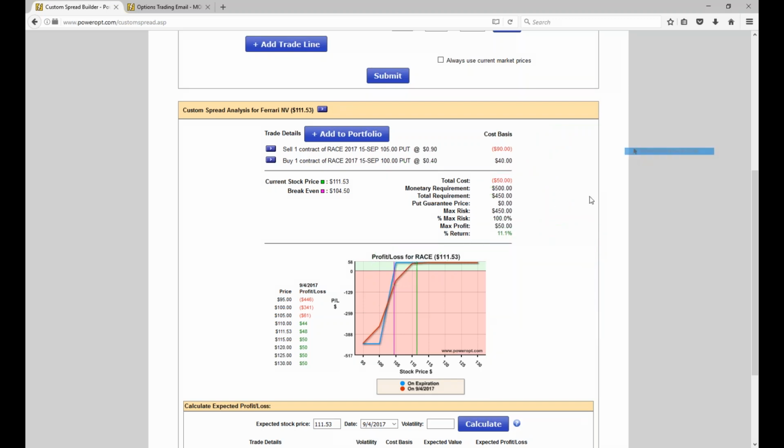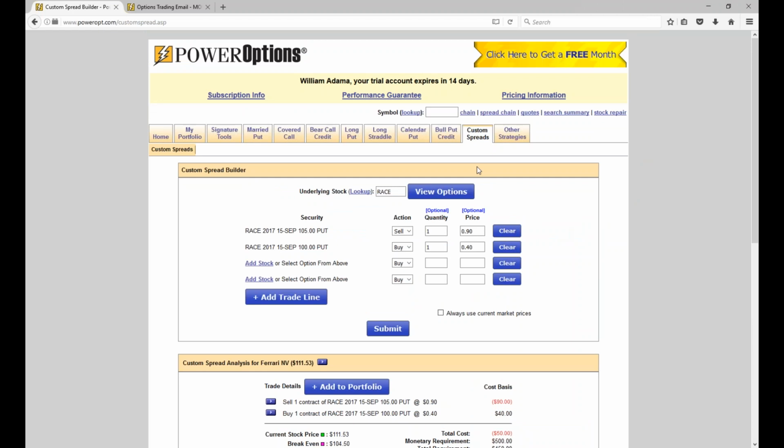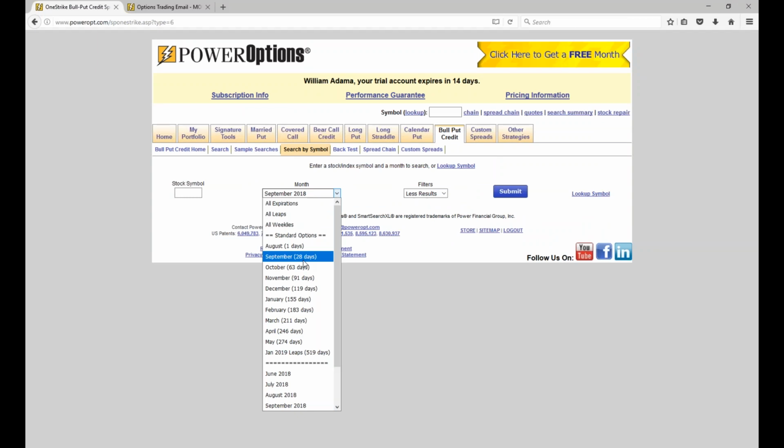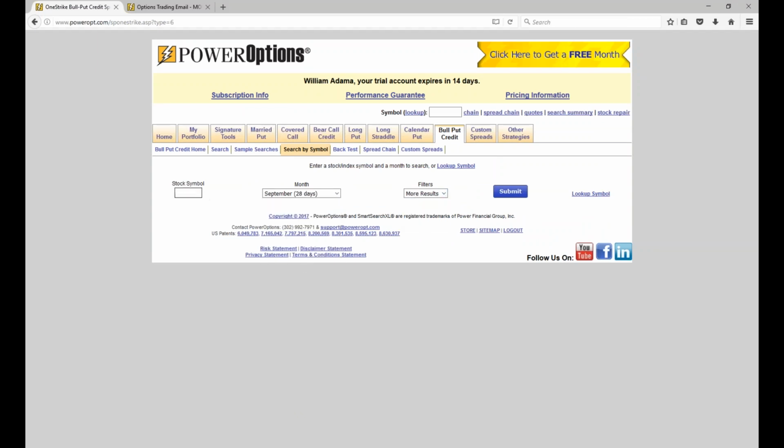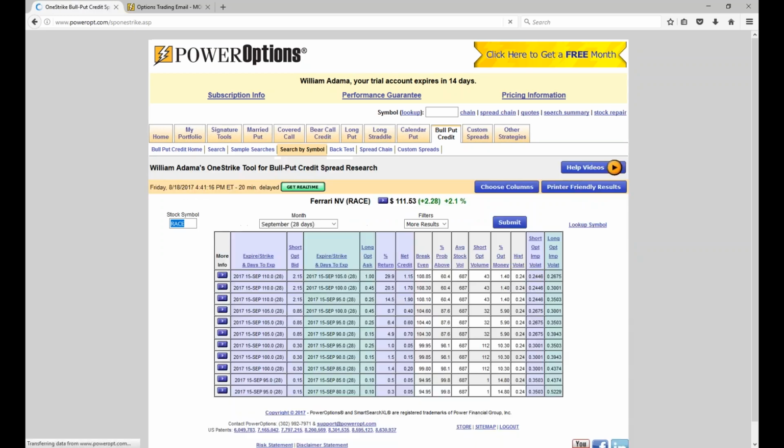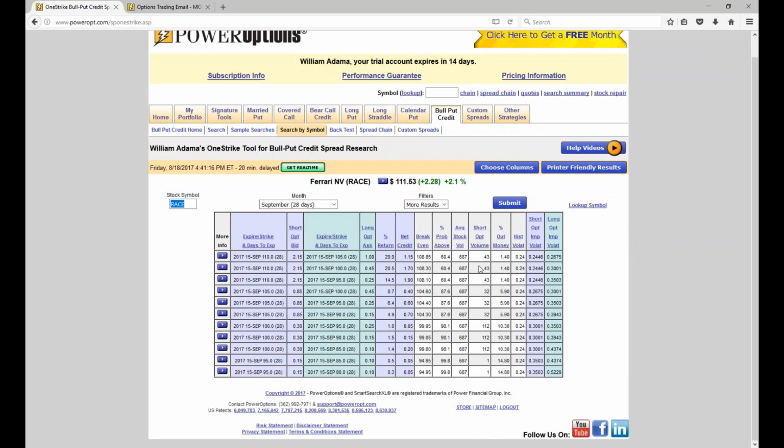Let's take a look at RACE very quickly in the bull put credit spread, Sam. I'm going to go ahead and keep it to September expiration and look at more results to start with. Now, as you go, what I'm bringing up here is as you go less and less out of the money. So here's our position that we were just referring to. Oh, no, that's the 105, 90. Oh, here it is. I'm sorry, 105, 100, 87.6%. This is showing a 40-cent net credit, so it's really a 10-to-1 risk-reward ratio, a little bit more than that.